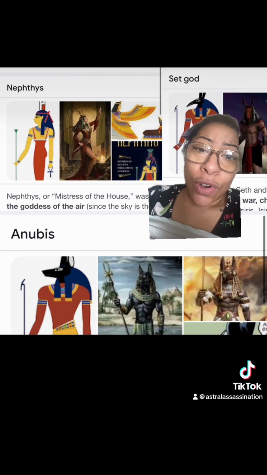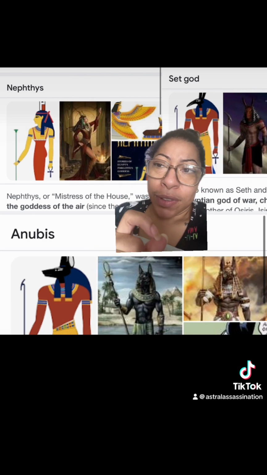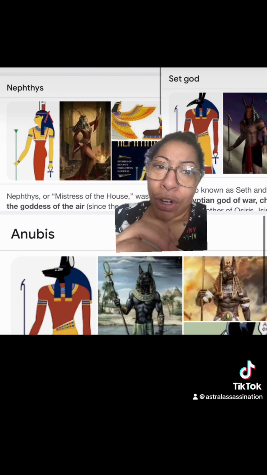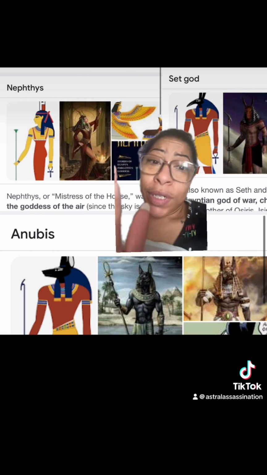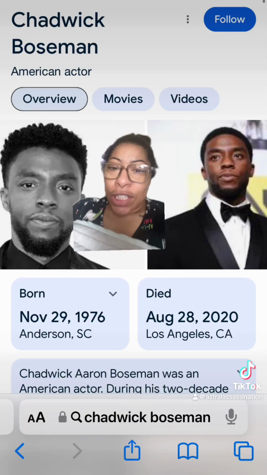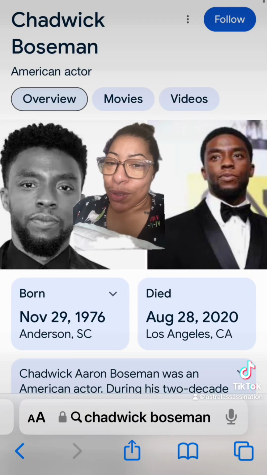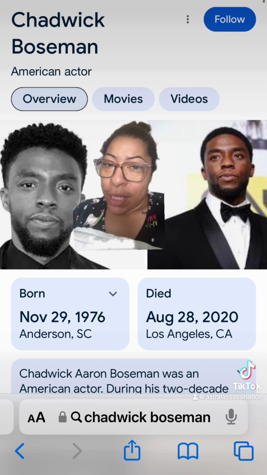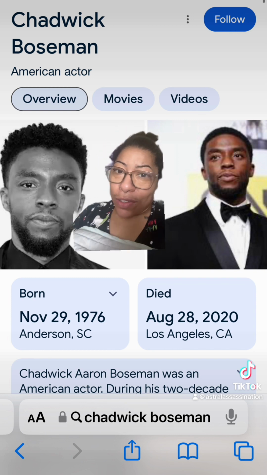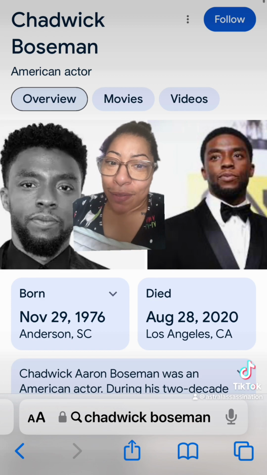Chadwick Boseman is a Scorpio. In real life his birthday is 11/29, and he passed away August 28th. August 28th is Leo, Virgo, and 11/29 is Sagittarius, Scorpio. Sagittarius is Horus. Horus is a cousin of Anubis, and since you're Anubis, being part of your sign, there's a reason why. So they communicate on different levels in the astral.